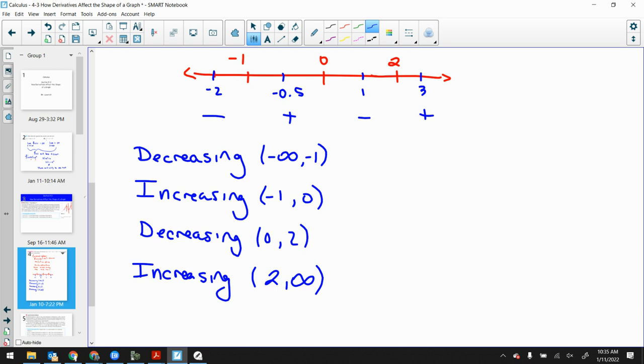It's decreasing because the slopes are always negative from negative infinity to negative 1. And then at negative 1, it shifts and then starts increasing again. And then it stops, and then it starts to decrease again. And then it stops, and then it starts to increase again. Okay? And that's telling me about the original function.